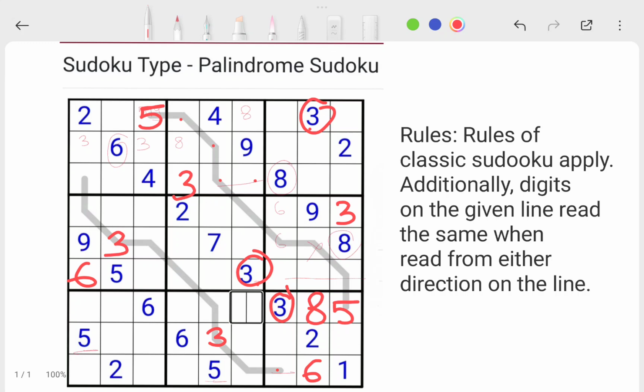Okay, now check box 6. With the classic rules, we can block these cells for 5. Now 5 can come in either of these 3 cells. But now check the palindrome rule in these two cells. 5 cannot come here and 5 cannot come here. So we cannot place 5 in these two cells because of the palindrome rule. So we can simply eliminate 5 from these cells. Now 5 must come in this.